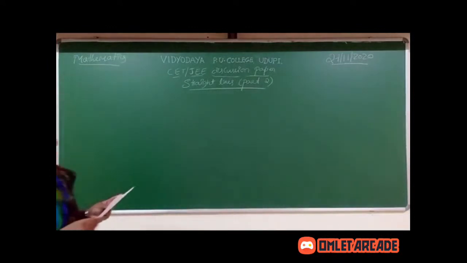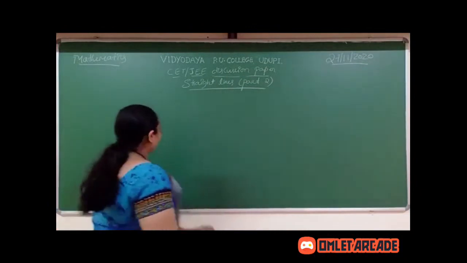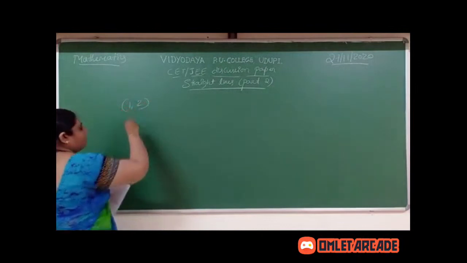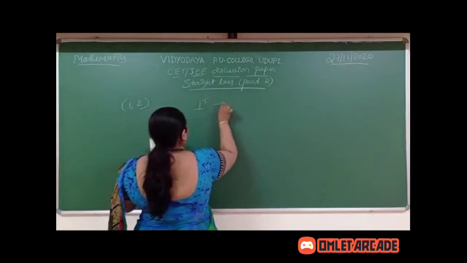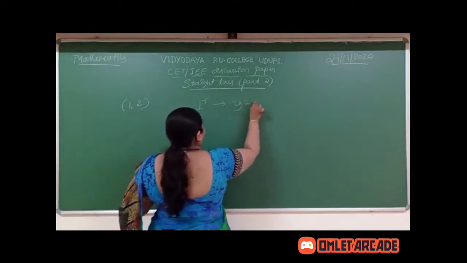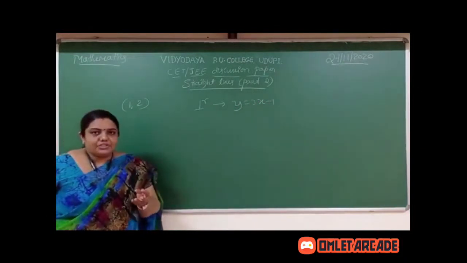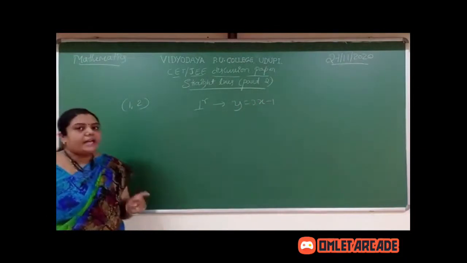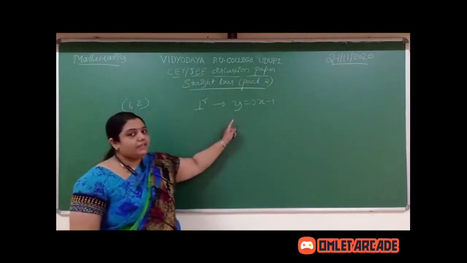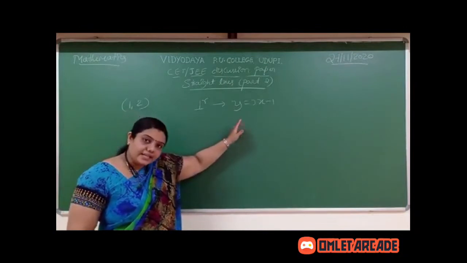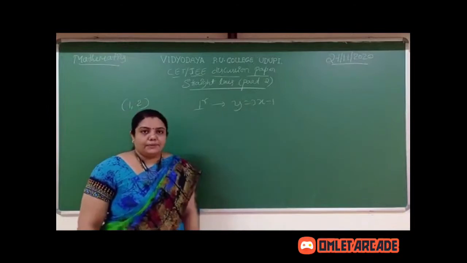See the first question. We need to find the equation of a line passing through the point (1, 2) and perpendicular to the line y = 3x - 1. This is the equation. To find any equation we need what, students? A point and a slope. The point is given, the slope is not given. But they have given the equation of a line which is perpendicular to the required line, that is y = 3x - 1.